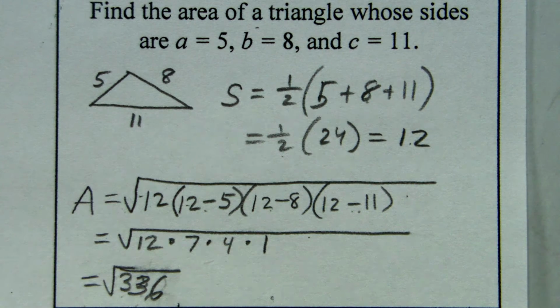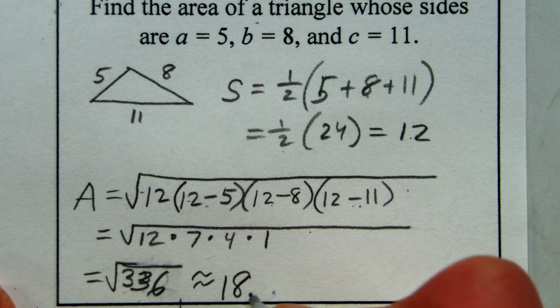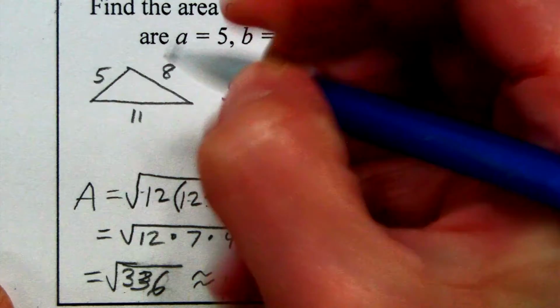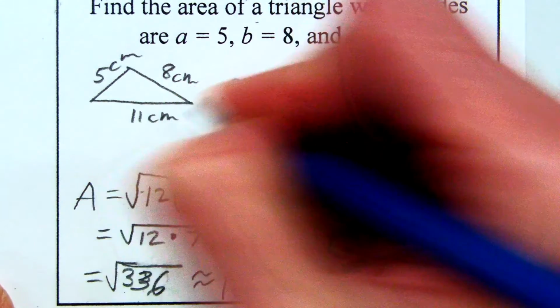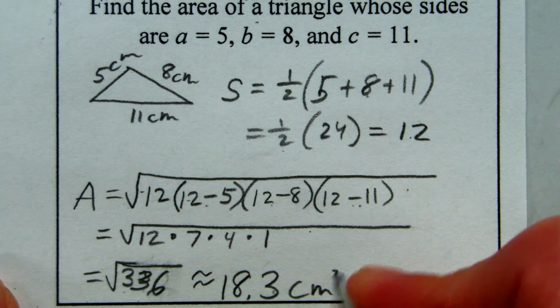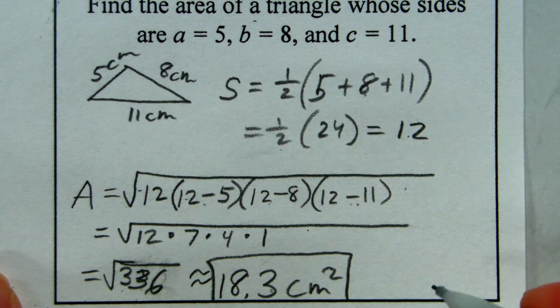And so then if you take the square root, this comes out approximately 18.3. And again, if they had told us that these are all centimeters or something, I'm just adding a label, then you would put centimeters squared. It just depends on what's given to you in the problem.